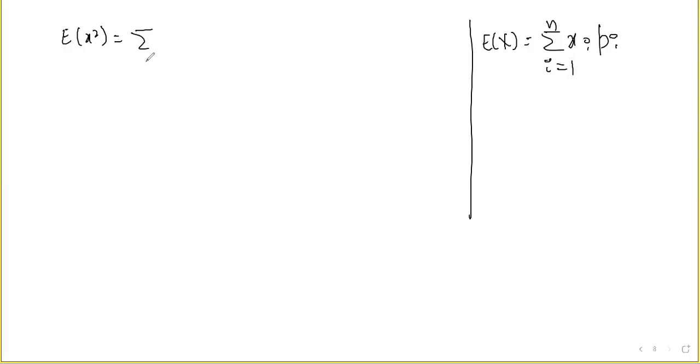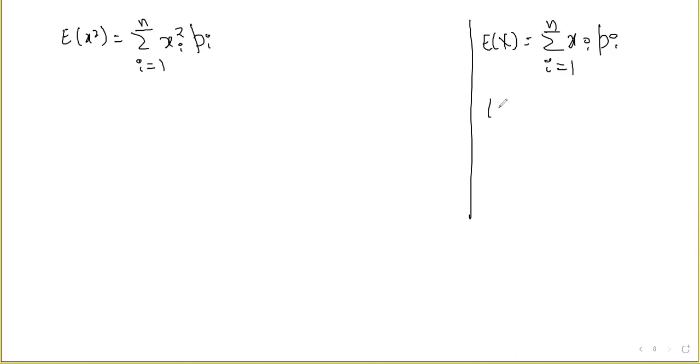What does our formula say? Expected value of x equals the summation, i running from 1 to n, of x_i times p_i. So here, summation as it is, but instead of x we have x squared, x_i squared p_i. Right?